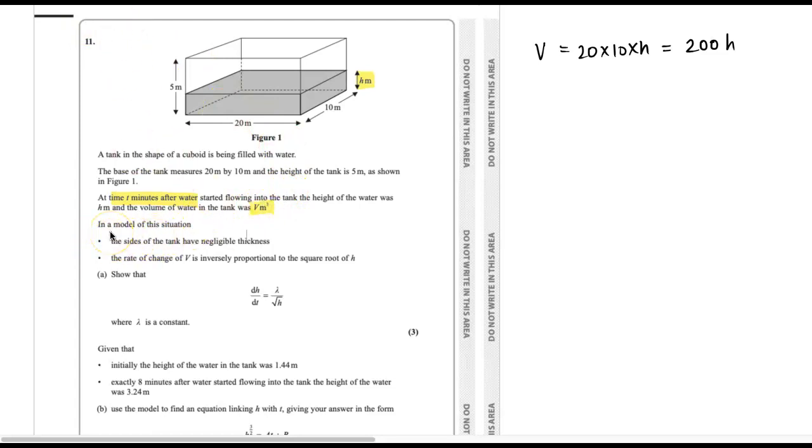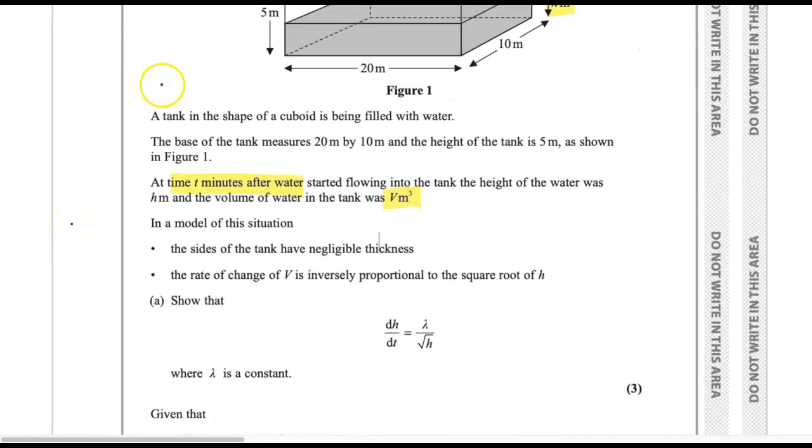In a model of this situation, the sides of the tank have negligible thickness. That is good. The rate of change of V is inversely proportional to square root of H. Let's decode this information. Whenever you get the change of V, that means it is dV, and the rate is basically dt. So this is basically dV over dt given to us.